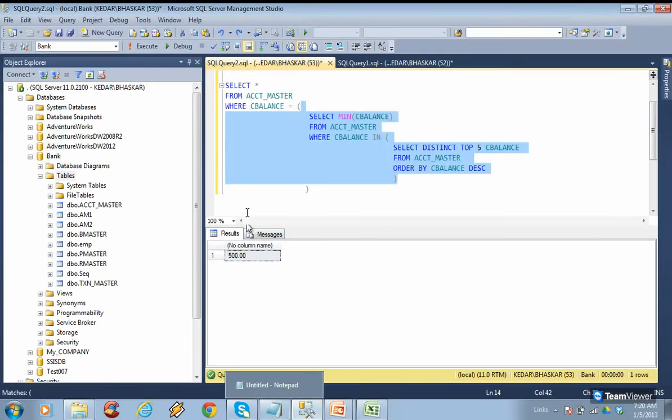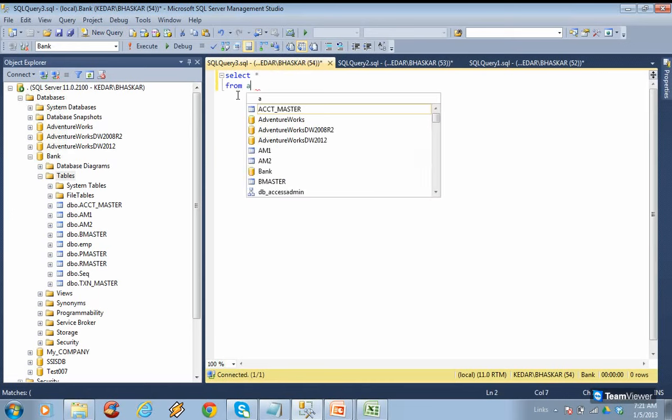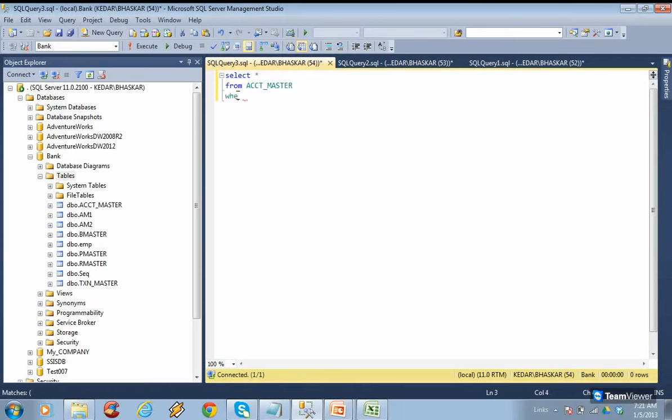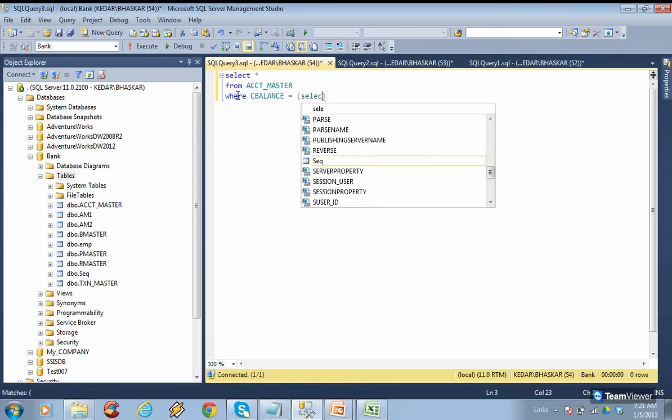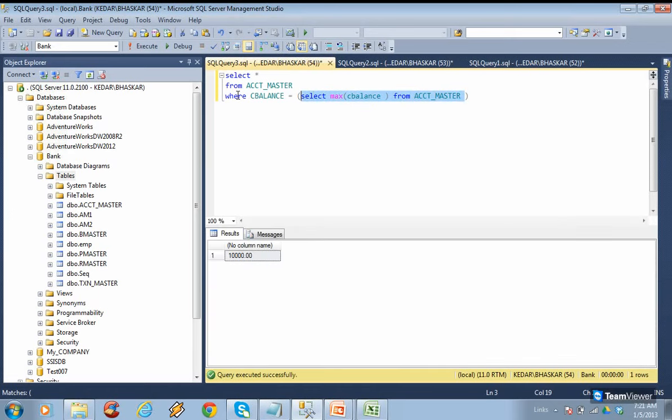Let me explain this. Select from the account master table where balance equals, you put the max of C balance from the account master table. Okay, so this is the subquery. This subquery always gives you a single value. When it gives you a single value, you have to use the equals to operator.